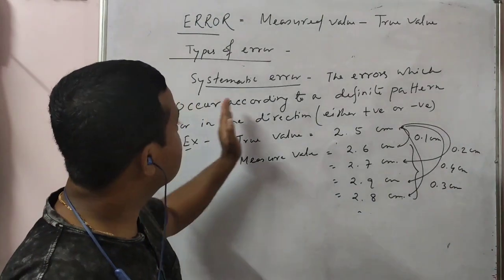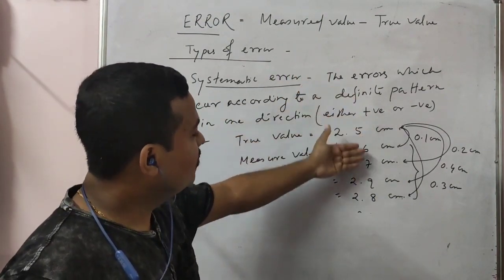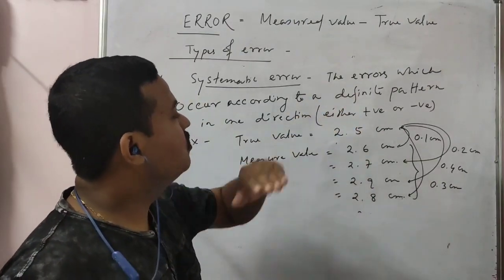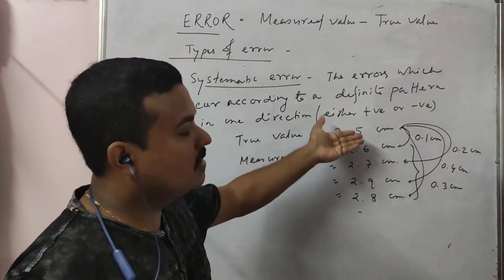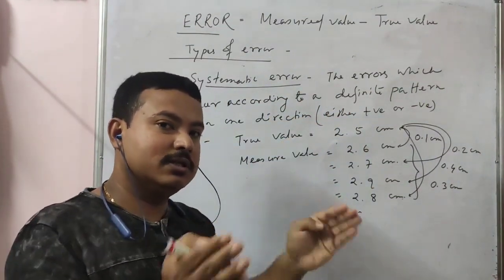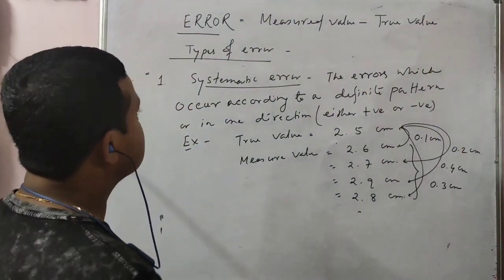So this is called what? Systematic errors. So they occur in a fixed manner, means all the values are what? Greater than the true value, or it may be less than the true value, but will not be a combination of both, that is positive as well as negative. So this is systematic error.